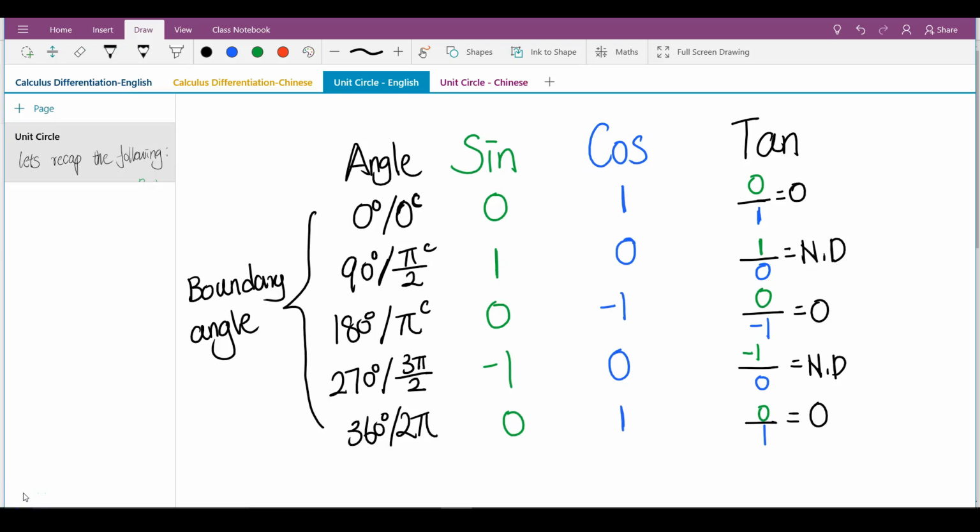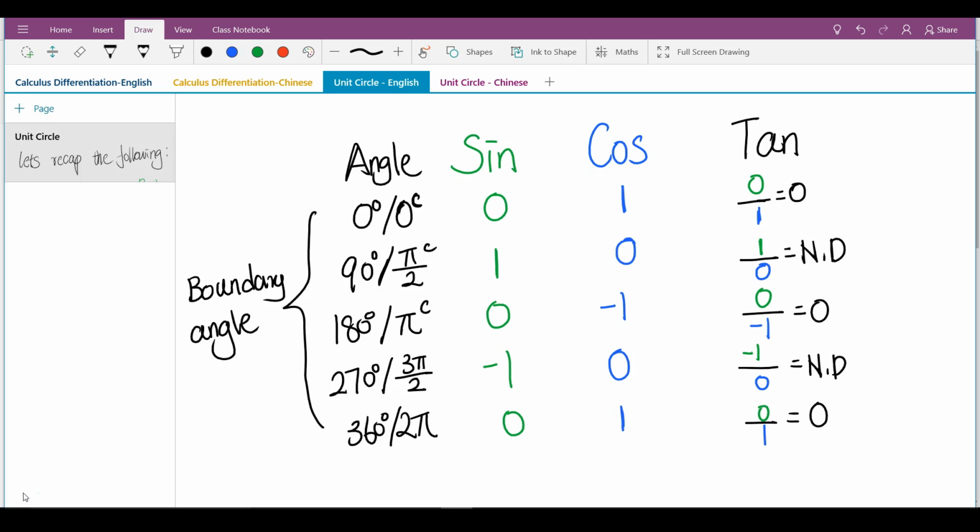All right, welcome back. So let's continue. In the previous video, we found the sine value, cos value, and the tan value for our boundary angles, which are 0, 90, 180, 270, and 360, which is 0, pi over 2, pi, 3 pi over 2, 2 pi radian. Now what we're going to do next is find more exact values.